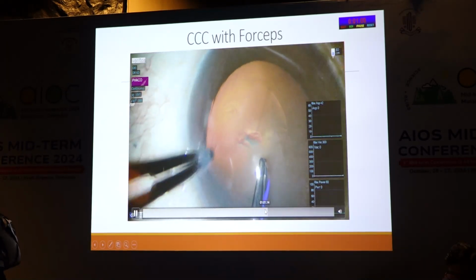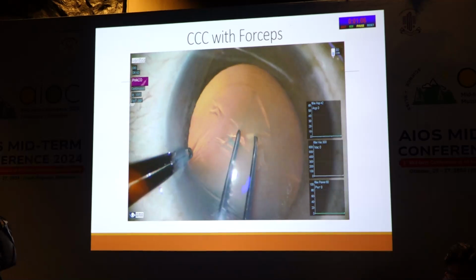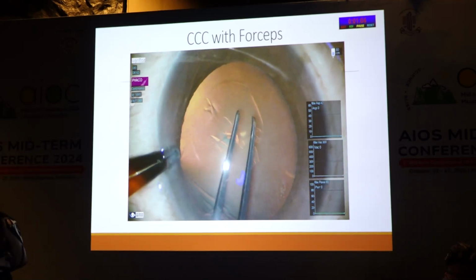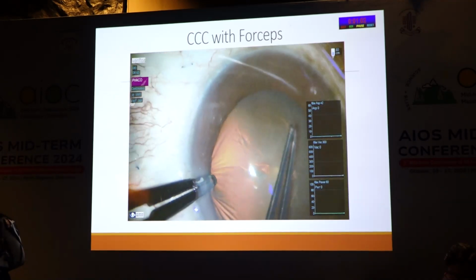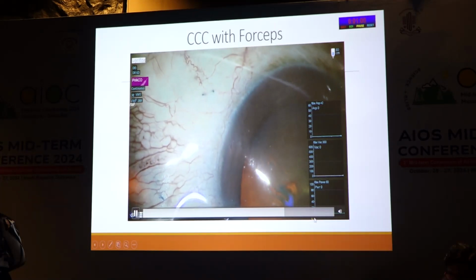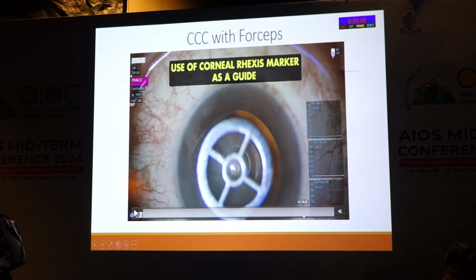Like this. So once the eye is stable, you can grasp and re-grasp at the point of initiation. So always grasp close to the leading point, and that will complete your rhexis.